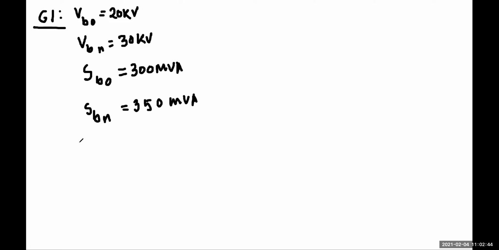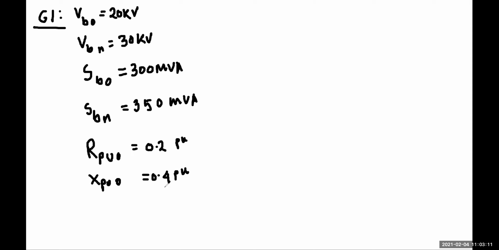Okay? And your R per unit old, how much was it? R per unit is 0.2. Okay? And your X per unit, how much? Old is 0.4. Yes, sir. 0.4. This is the value that is given.